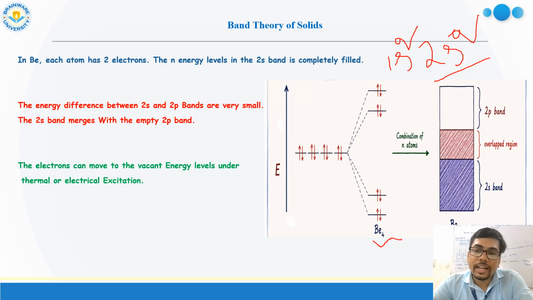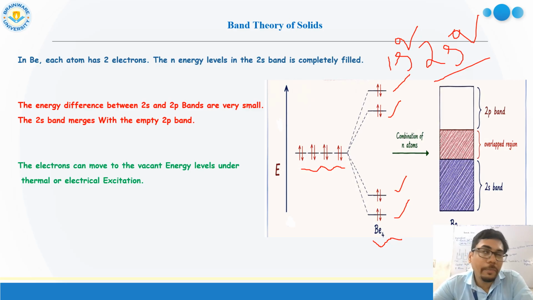So each atomic orbital contains 2 electrons. So from 4 beryllium atoms, there will be 4 into 2, that is 8 electrons. So they are filled in this way: 1, 2, 3, 4, 5, 6 and 7, 8. So all the BMO and ABMO are electronically filled. Okay. So if I am talking about the 2s orbital, in this case, the 2s band is completely electronically filled. Okay. So that is basically the valence band.